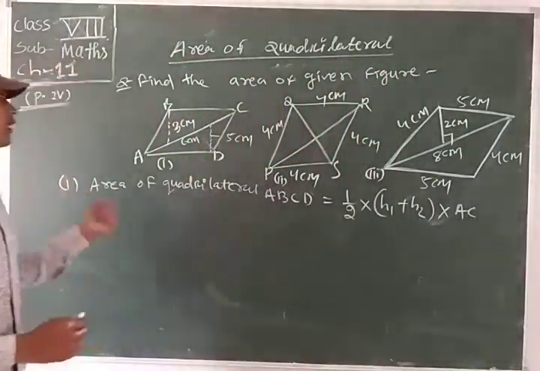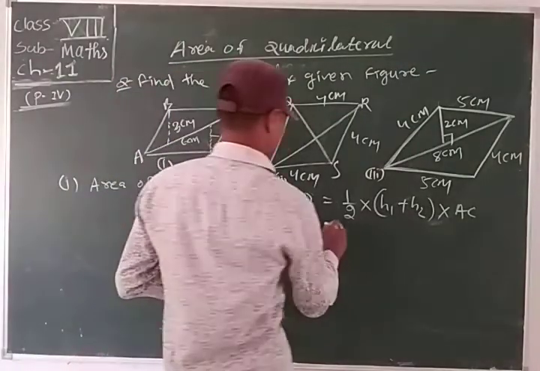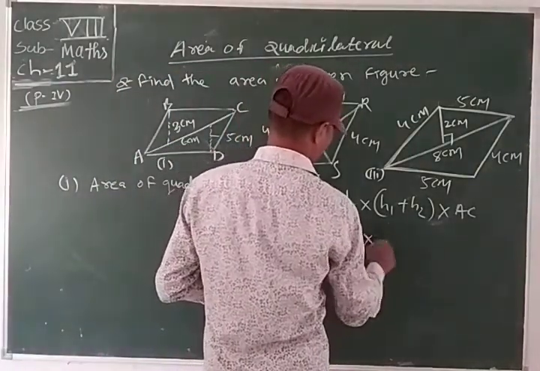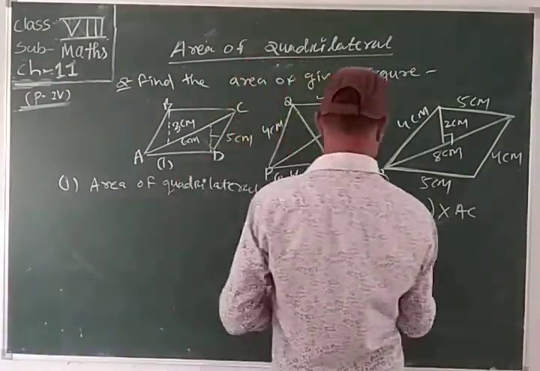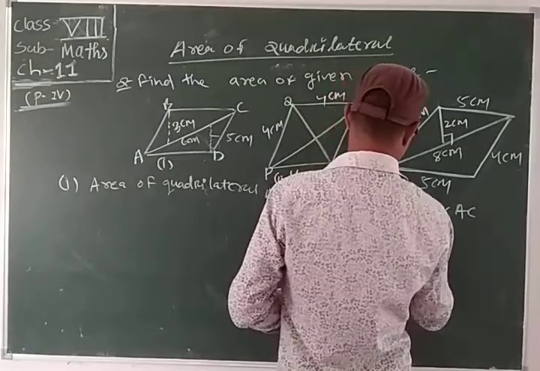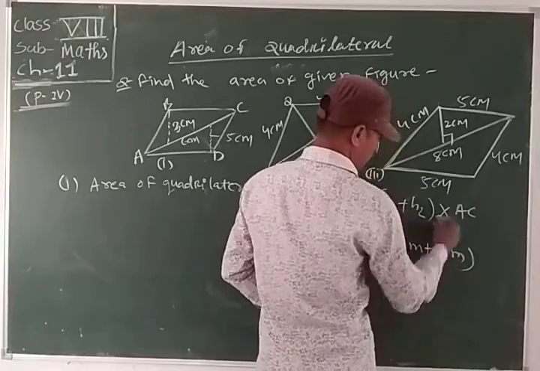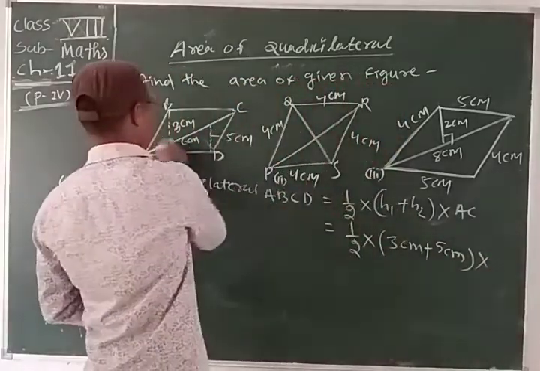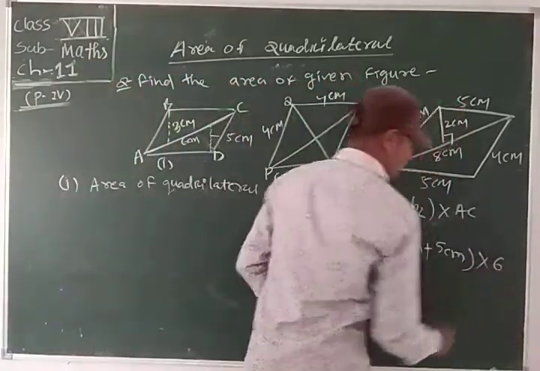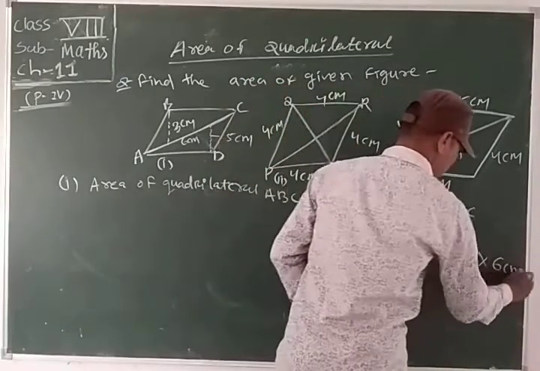AC means first its diagonal. Then here, 1 by 2 into H1 is what? 3 centimeter, 2 centimeter, H2 is here 5 centimeter. Now AC is what? AC is equal to 6 centimeter. Okay, 6 centimeter is here.